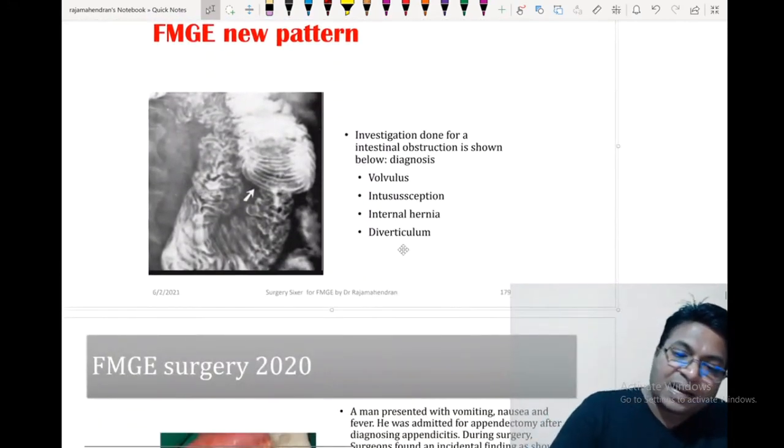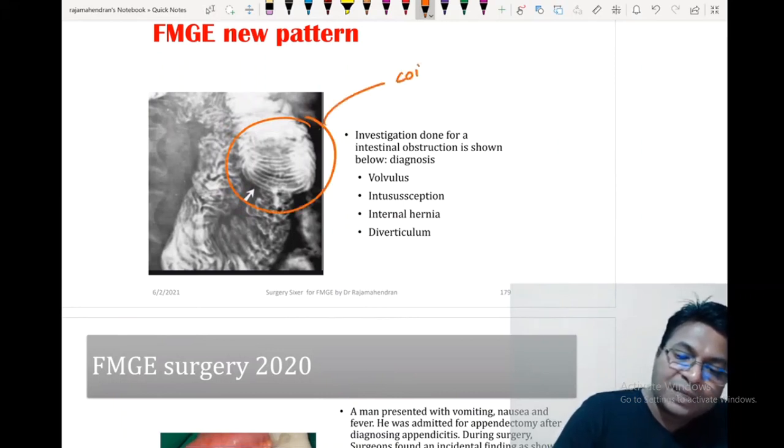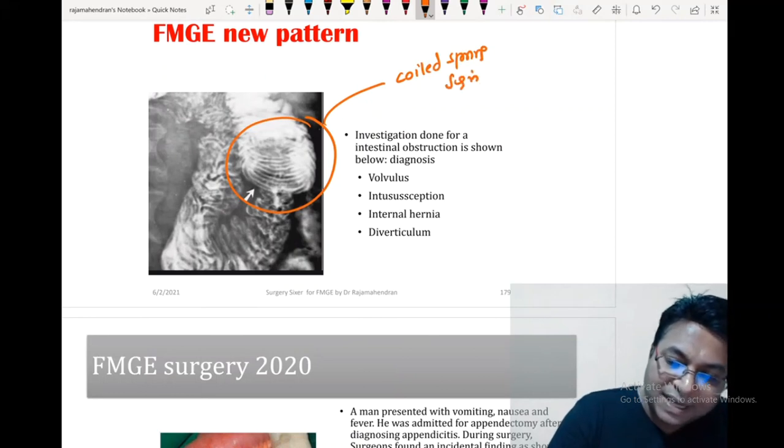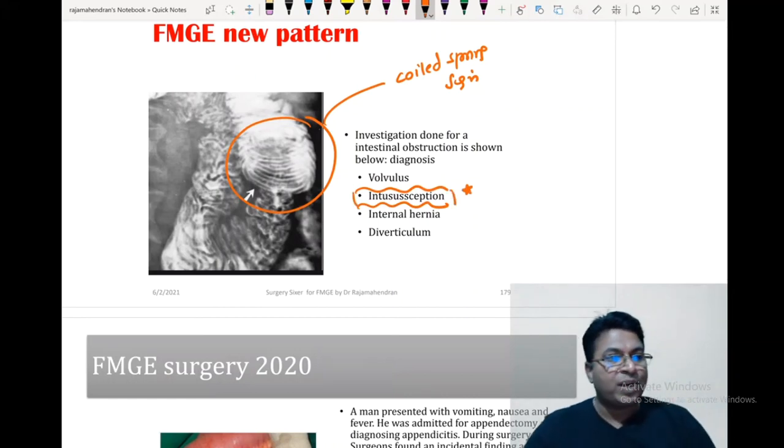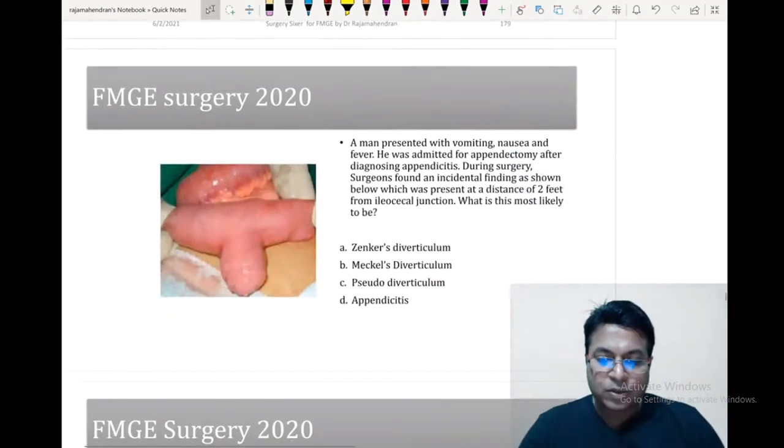So this picture is again a classical radiology question. This is known as the coiled spring sign. Where will you get the coiled spring sign? In a case of intussusception. The coiled spring sign is shown in intussusception.